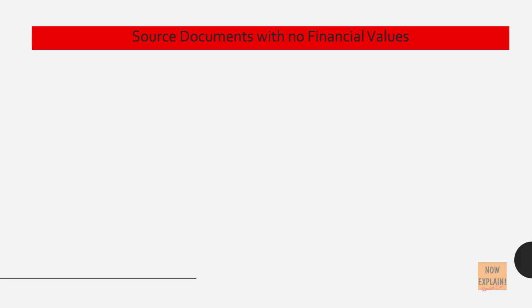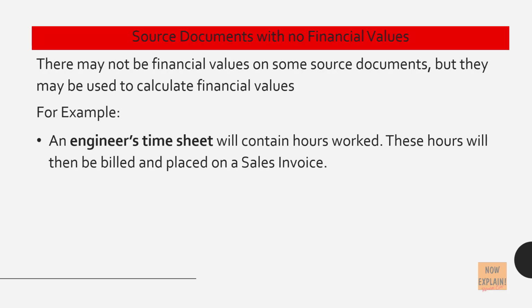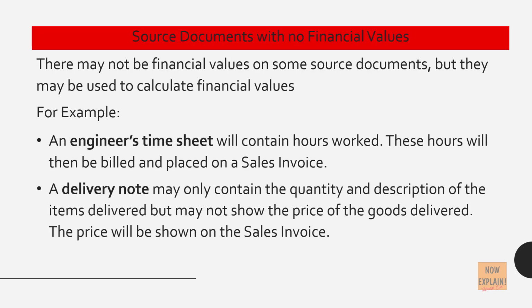Source documents with no financial values. There may not be financial values on some source documents, but they may be used to calculate financial values. For example, an engineer's timesheet will contain hours worked. These hours will then be billed and placed on a sales invoice. A delivery note may only contain the quantity and description of the items delivered, but may not show the price of the goods delivered. The price will be shown on the sales invoice.